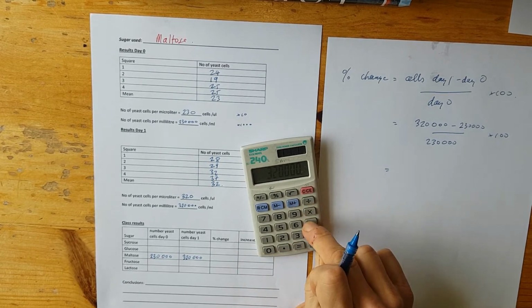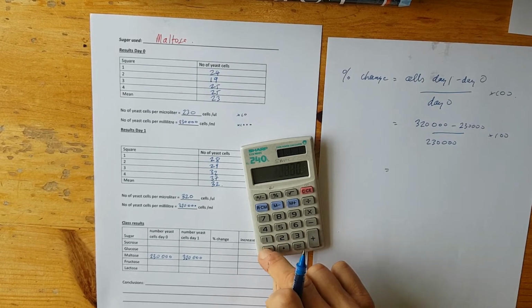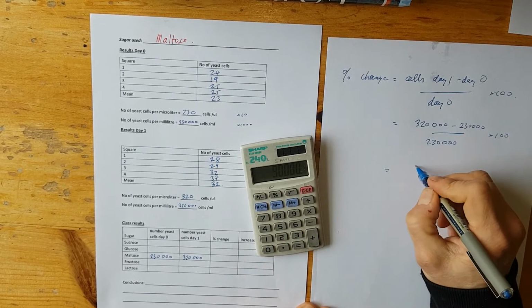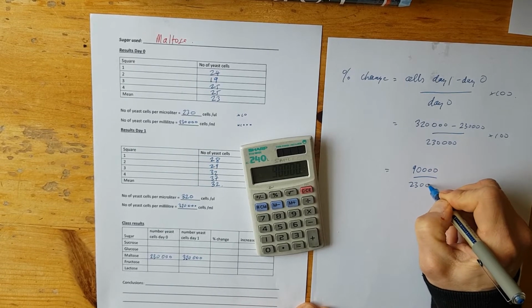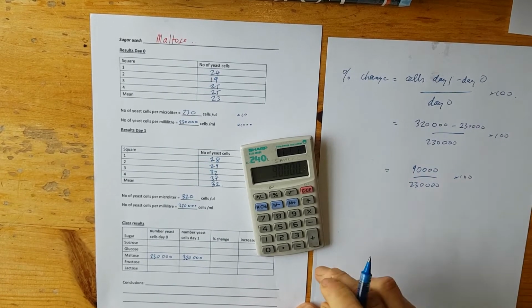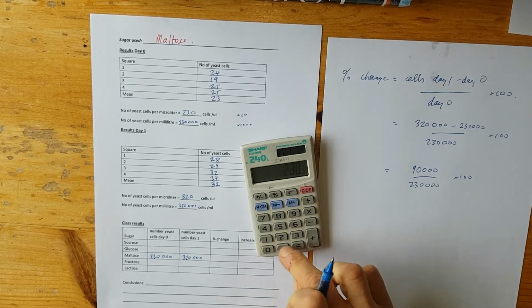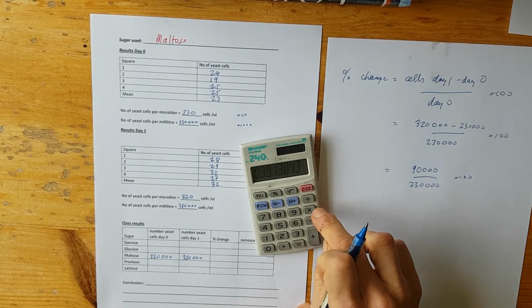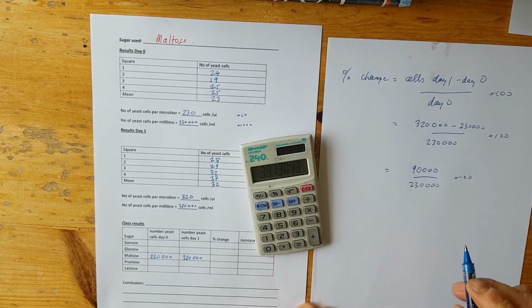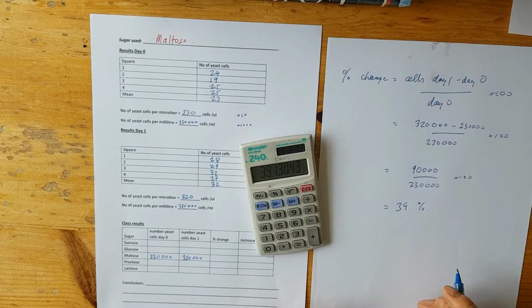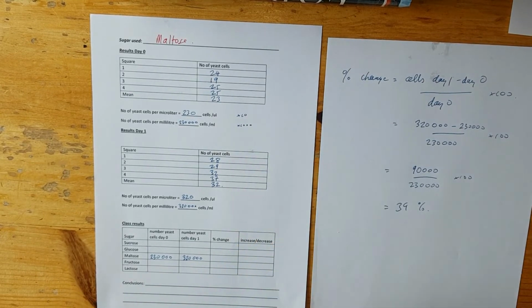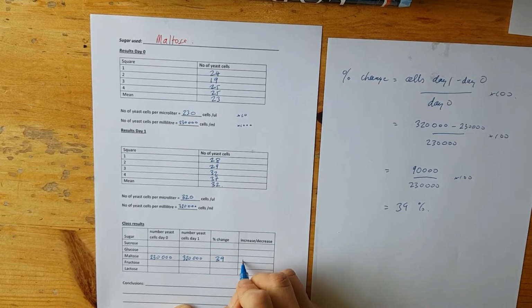320,000 minus 230,000 is 90,000, divided by 230,000 times by 100 is 39%. So I'm going to put those into my table. 39%. Don't need the units in the table because it's already in the header, and that is an increase.